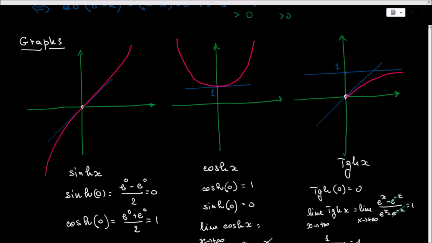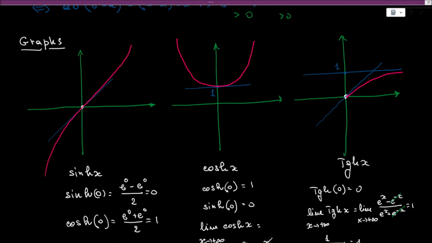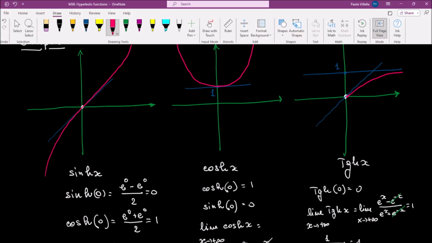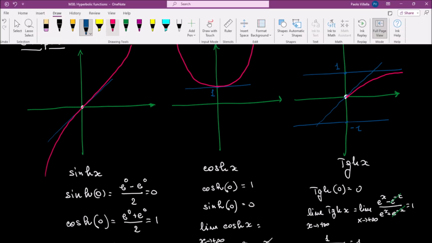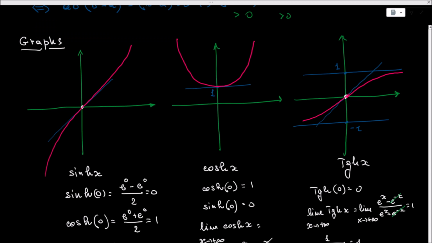And of course, if we take the symmetry with respect to the origin, we have, this is minus 1, so the other branch of the function is going to be this one.